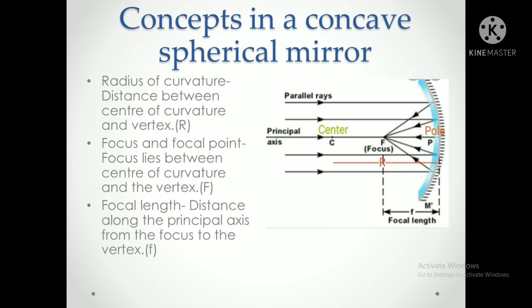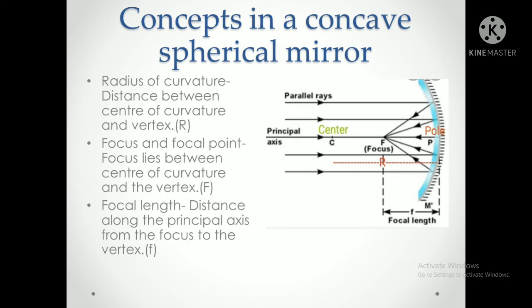So these are mainly the 6 concepts of the concave spherical mirror, to understand what a spherical mirror is, how to draw it, and what its parts are. First principal axis, then vertex, then center of curvature, then radius of curvature, focus and focal point, and focal length. So please students, note all of this in your copy. This is very important for you, all the concepts of the concave mirror.